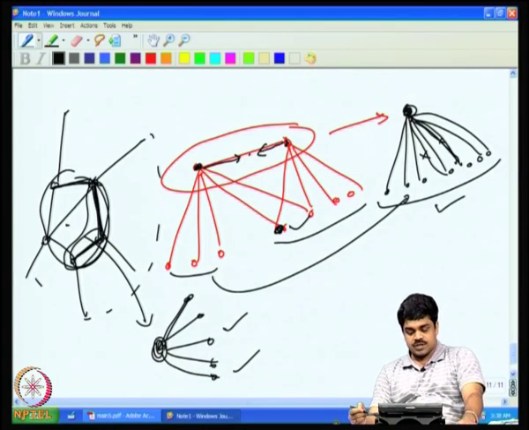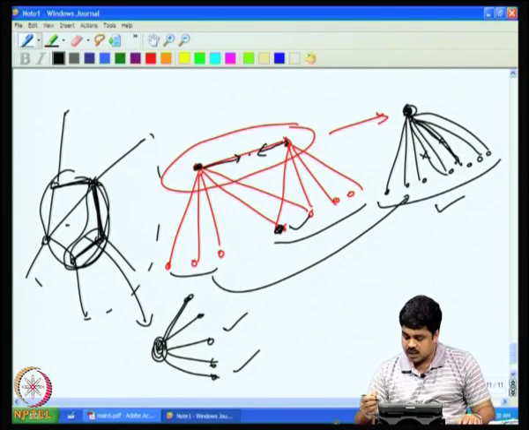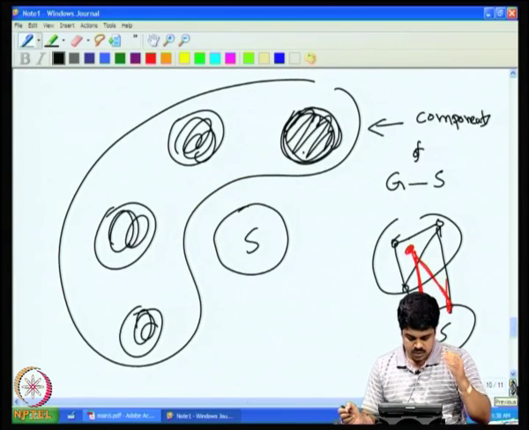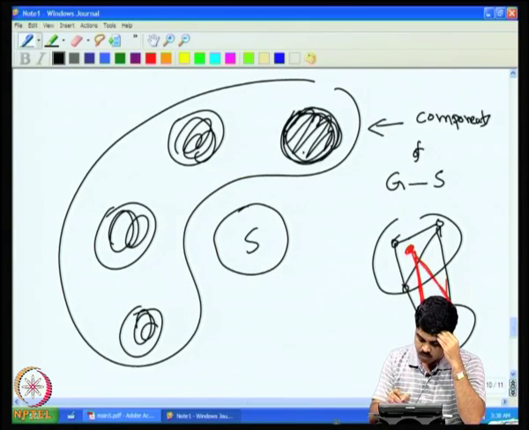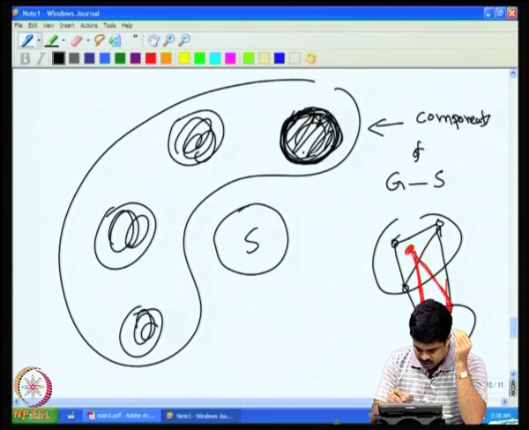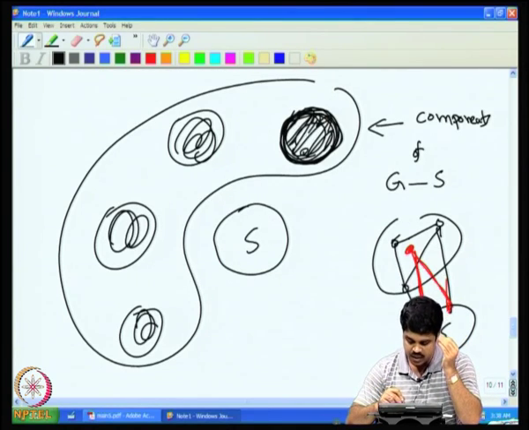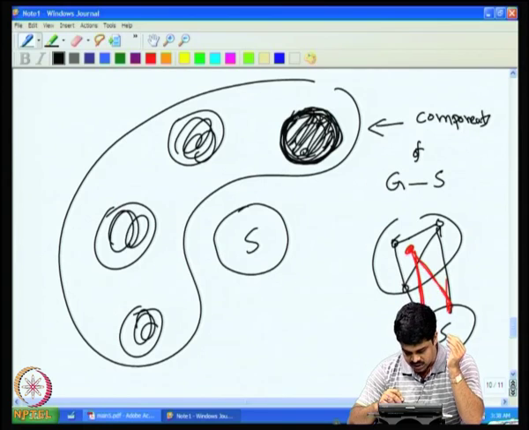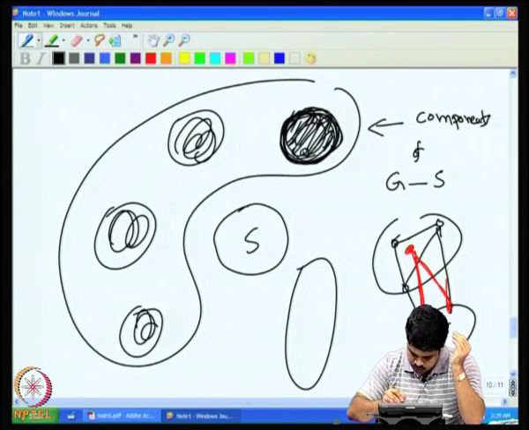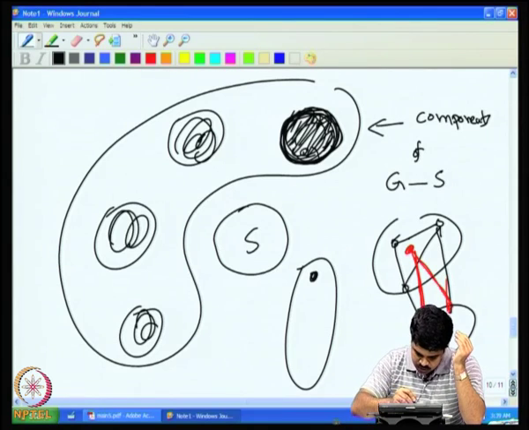So this is the contraction operation, and now I am coming back to this thing. Here, because these are components and they are connected, if you look at the induced subgraph on these components, you will see a connected graph, and I can contract all the edges here to form one vertex. So this is contracted, I keep it here, and then this is contracted into one vertex, I keep it here, this is also contracted, and then this is contracted.